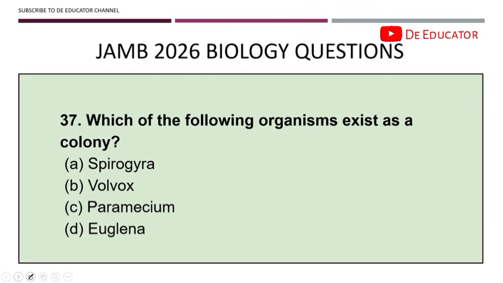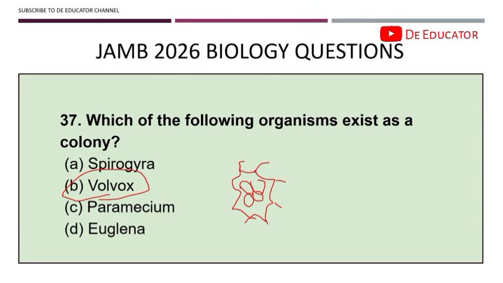Okay, exists as a colony. This is a very simple question. Also, you have your Volvox. Your Volvox exists as a colony. So you see Volvox like this. Okay, something like this. So you see it's round. So when you see them round, just know that's a colony.